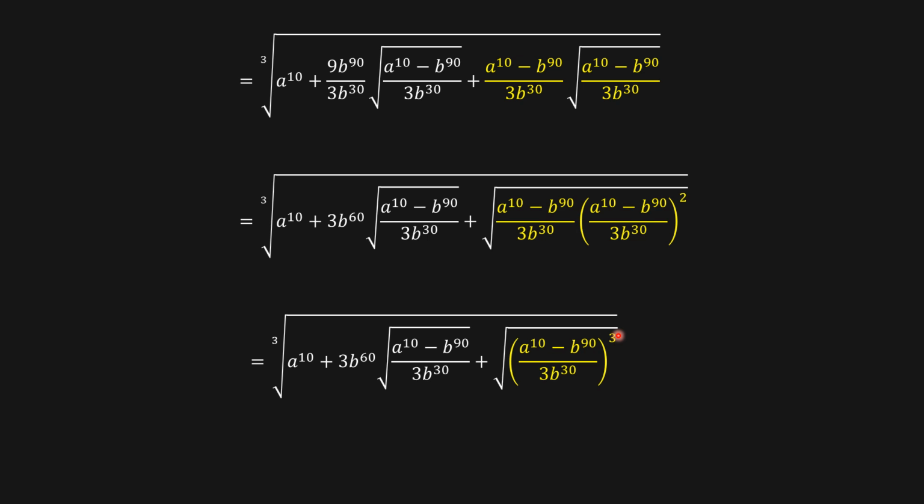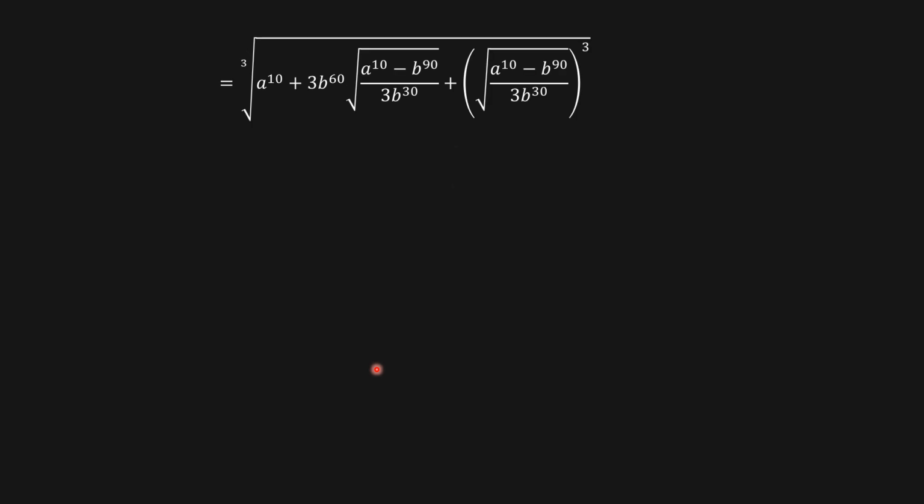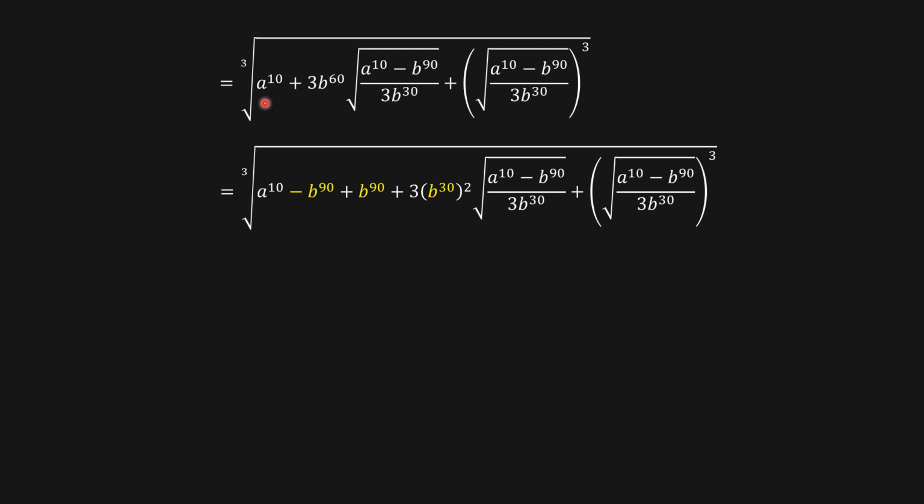Very good. And now we have three terms here, right? This is not the end of what we want, but we already have two important things. We have this square root here to the power of 3, and we have this 3b here, right? So let's go ahead and see what we can do here. This a to the 10 here, I'm gonna add minus b to the 90 and b to the 90, the same thing I did before. I'm just adding b to the 90 and subtracting b to the 90.